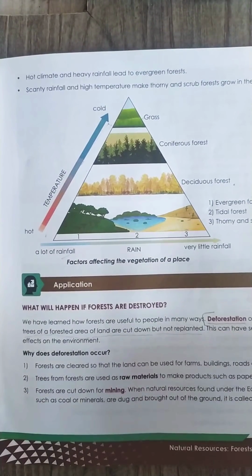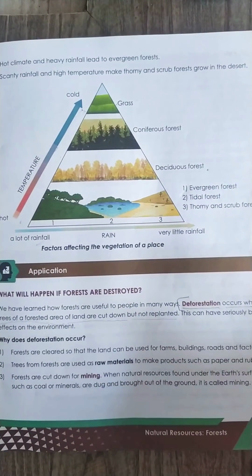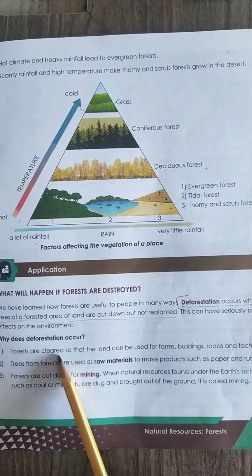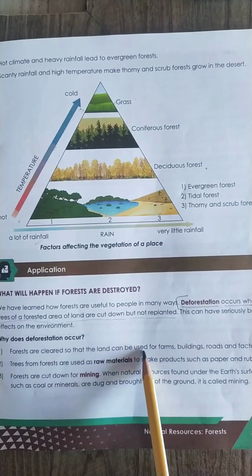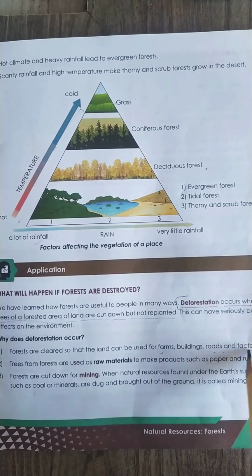Now why does deforestation occur? What is the main reason for this deforestation? They have given you in point wise. The first point is forests are cleared so that the land can be used for farms, buildings, roads and factories.